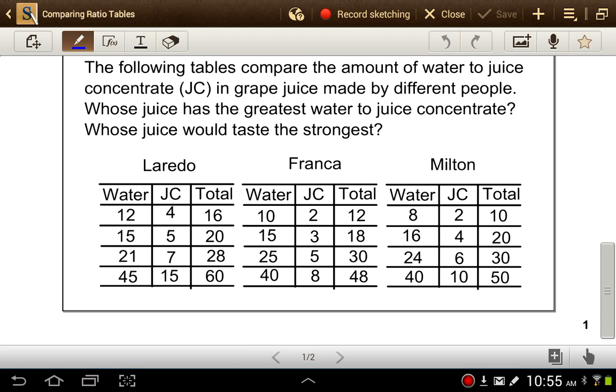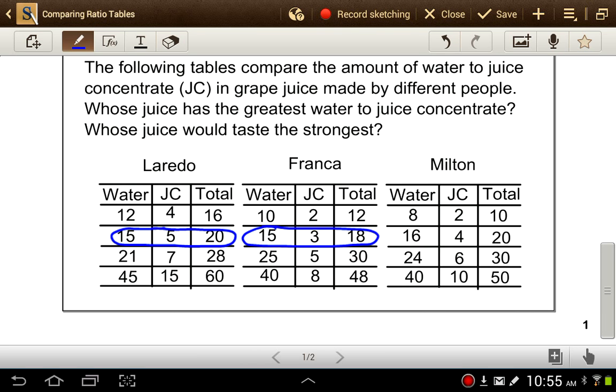Okay. First thing I'm going to do is try to compare them. I'm going to see if there's any way that I can compare the ratios 2 at a time. So I'm going to look for any similar numbers that fall between 2 of the 3 ratio tables. I'm going to start with, I see here that Laredo and Franca both have a 15 water. So I'm going to circle those here so that I can compare them.